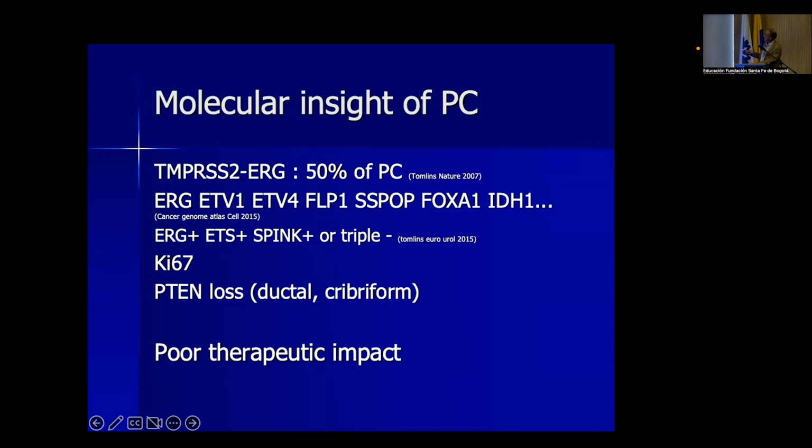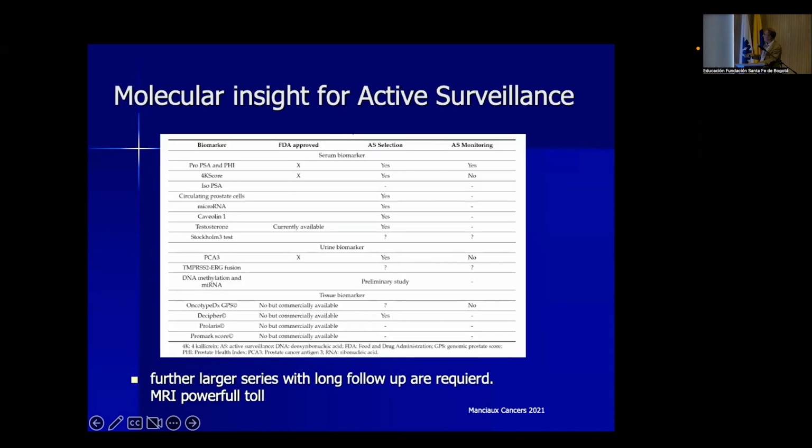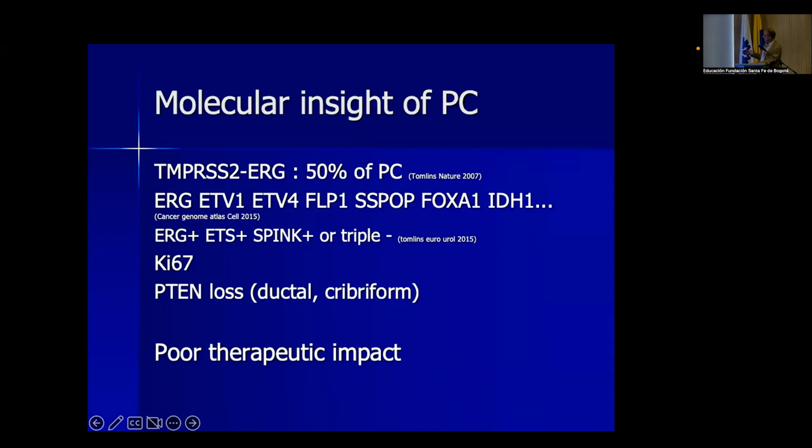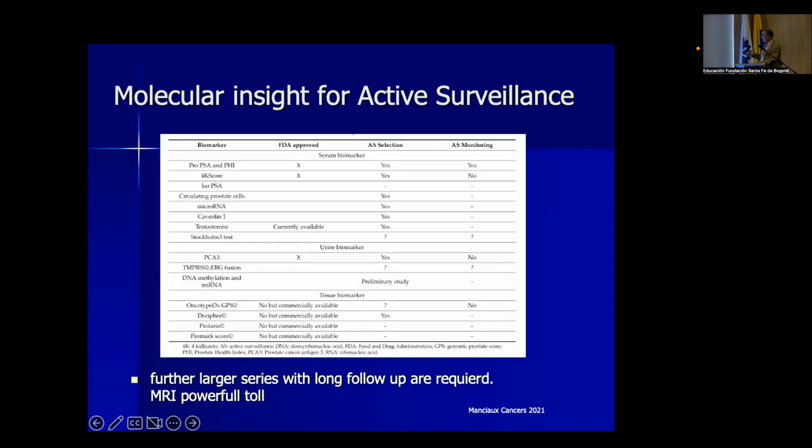Among this family of ERG, you have also different other types, that is ETV1, ETV4, and so on. But all these anomalies have no impact on the prognosis of the tumor. Even the mitotic index Ki-67 has no impact on the prognosis of this cancer. Sorry. Concerning PTEN, we will talk about it a little bit more. So all these data have no clinical impact.